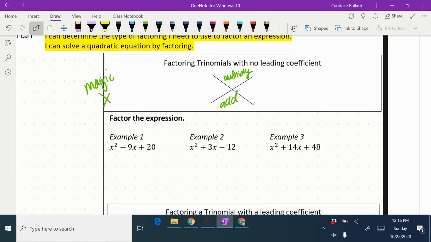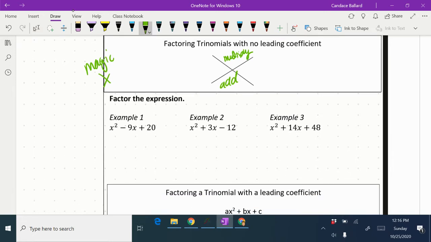So I'm going to start with my magic X. So I have a trinomial. I see it's quadratic because it's squared. Remember, trinomial means I have 3 terms. So I need 2 numbers that multiply to this last number, which is 20. And I need those 2 numbers to also add to this middle number that's 9. So we're going to multiply to 20 and add to 9.